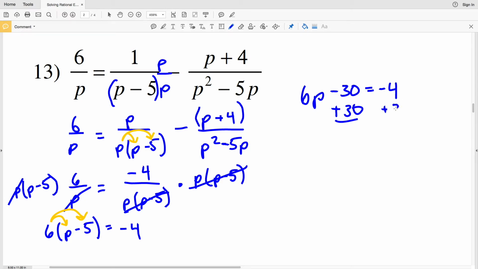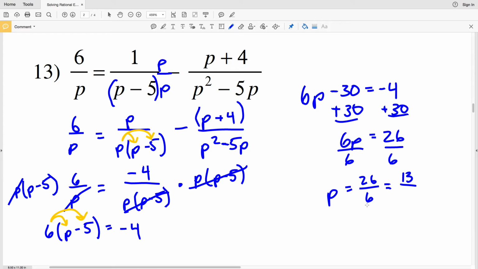Adding 30 to both sides will give me that 6p is equal to positive 26. Then I'll divide both sides by 6 to get that p is equal to 26 over 6. But we can simplify this down. If we divide both by 2, 26 divided by 2 is 13, and 6 divided by 2 is 3. So p equals 13/3 is the solution for number 13.